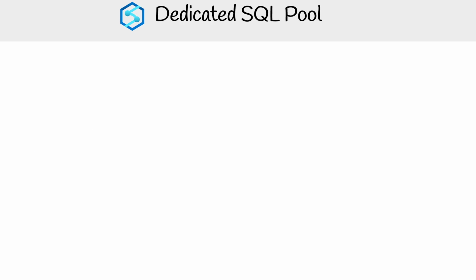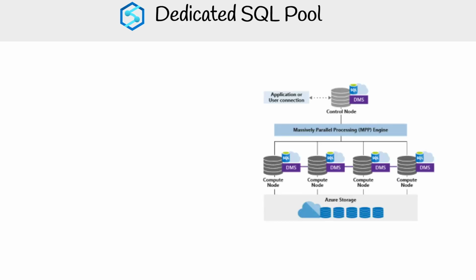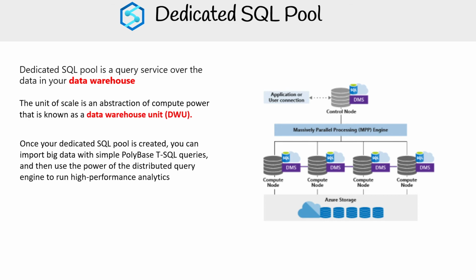So let's talk about those very quickly. I couldn't even be bothered to make a graphic for this because it's just too much work, so I just pulled it right from the docs. But dedicated SQL pool is a query service over the data in your data warehouse. The unit of scale is an abstraction of compute power that is known as a data warehouse unit, DWU. Once your dedicated SQL pool is created, you can import big data with simple PolyBase T-SQL queries and then use the power of the distributed query engine to perform high-performance analytics.